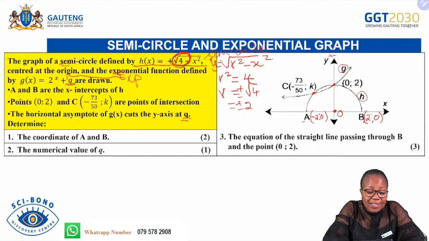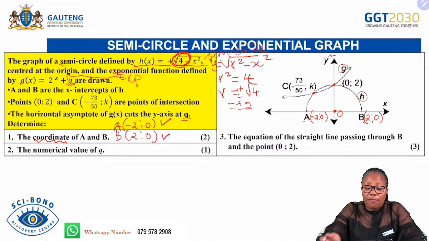So now, since it is needed in coordinates, it must be written in coordinates. A is minus 2 and 0, and then B is 2 and 0 there. Then 1 mark for that, 1 mark for the second pair.